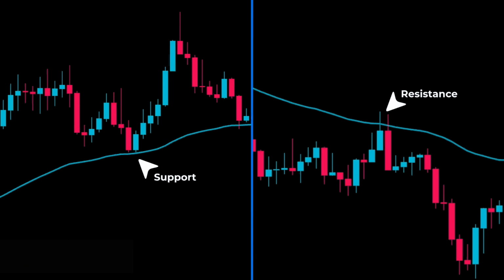With that, we've reached the end of today's lesson. In the next section, we'll continue building on these concepts with more practical trading techniques.